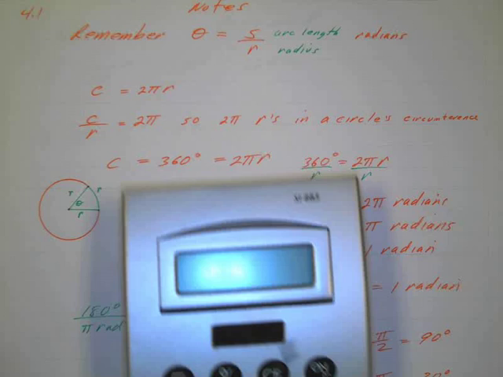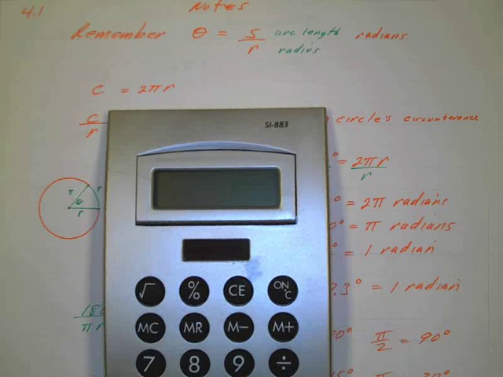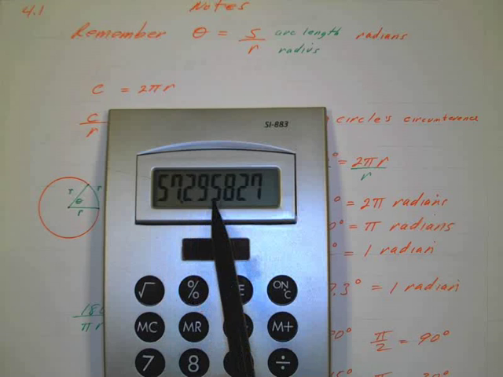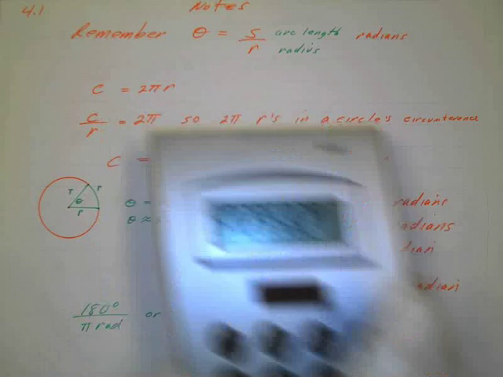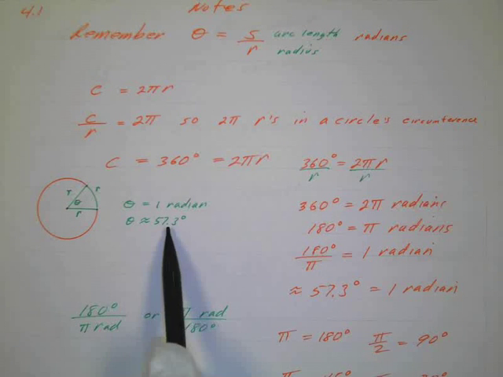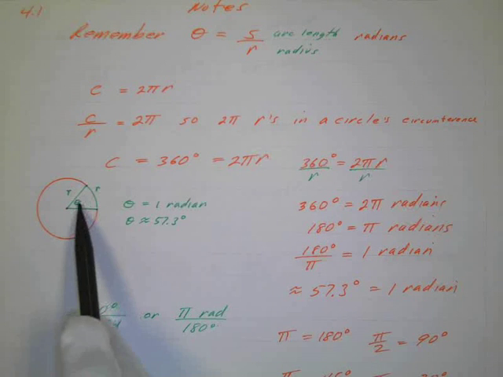I just took my calculator. Nothing fancy. Hope you can read that. And I took 180 degrees, and I divided it by pi, which is about 3.14159. And I get about 57.29. That's about 57.3 degrees. So that's how many degrees there are in a radian. So a radian is much bigger than a degree. It takes 57.3 degrees to make 1 radian.